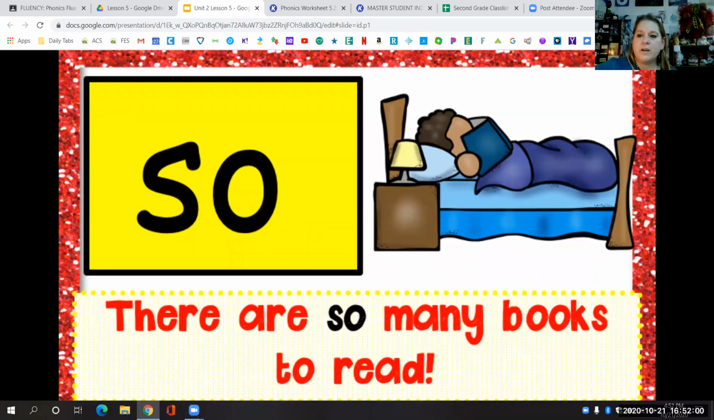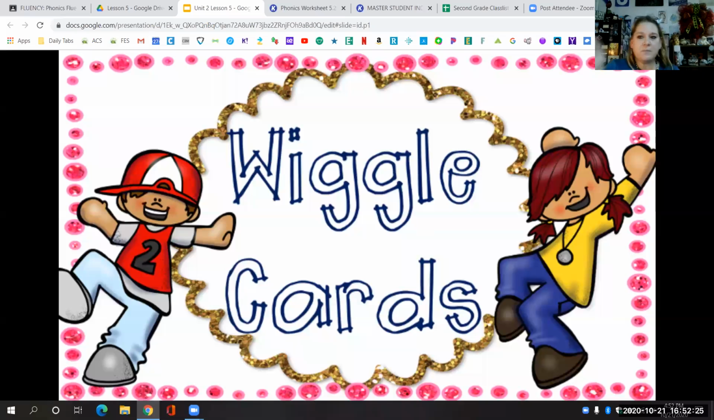And our third word is the word so. There are so many books to read. So, what's tricky and what is expected? So just like in the other 2 words, the O is the tricky part and the S is the expected sound. All right, time to wiggle.